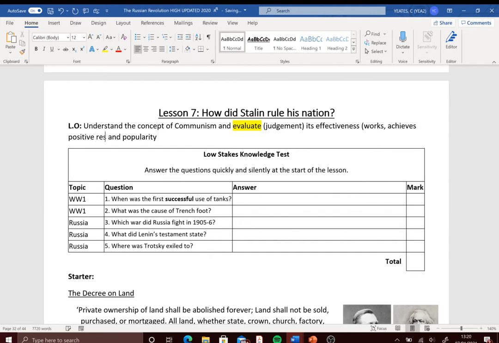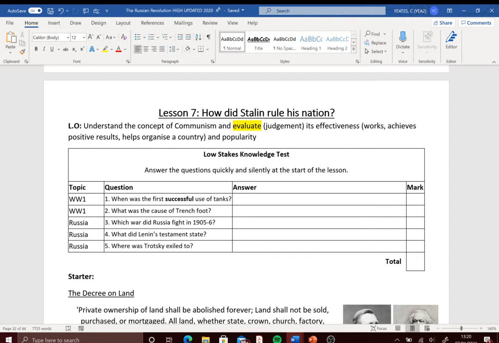So if something is effective for me, it's something that works, something that achieves positive results, something that helps organize a country. They might be things that we see as effective. And with popularity, it's that basic definition, something that you'll see and you'll talk about every day anyway. How popular is this? Do people like it? Are they in favor of it? Or are they really against it?